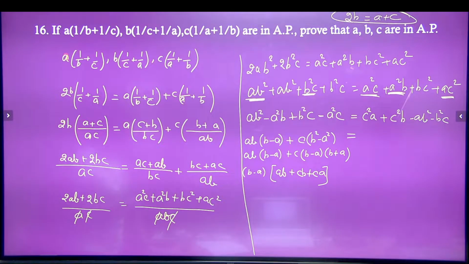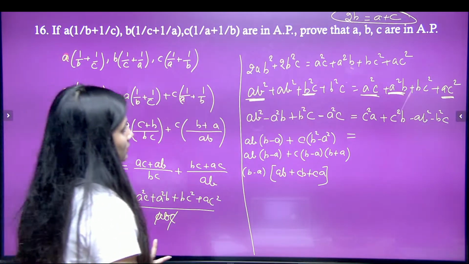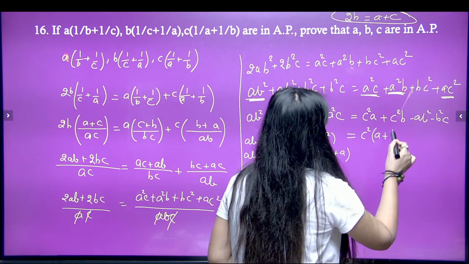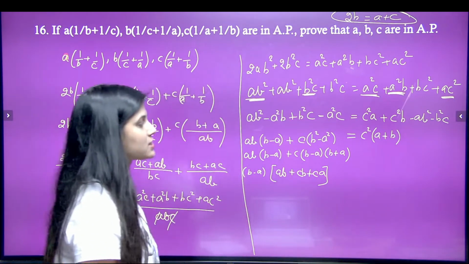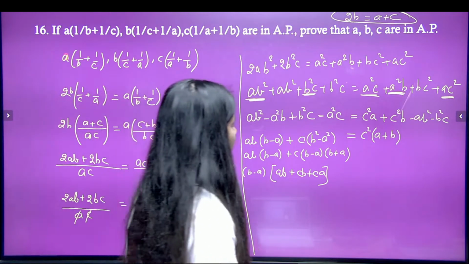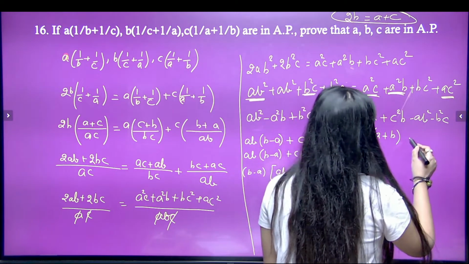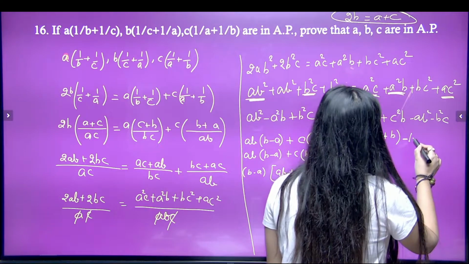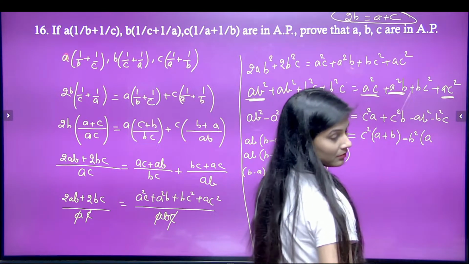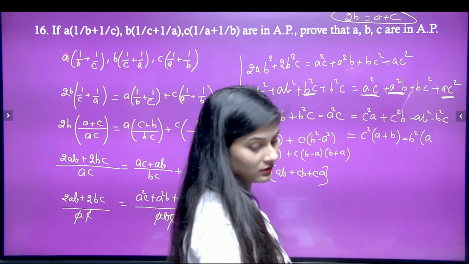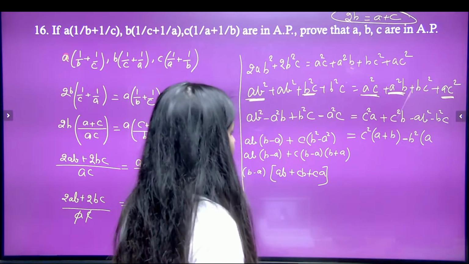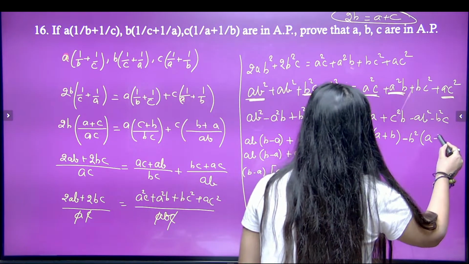So what we can do here, if I'll take C square, it is A plus B. And from other things we have minus B square, then it will give again A plus C. That's not fine.